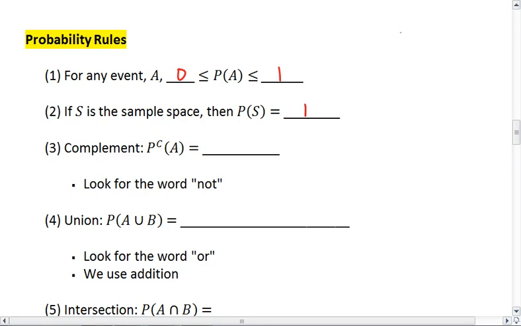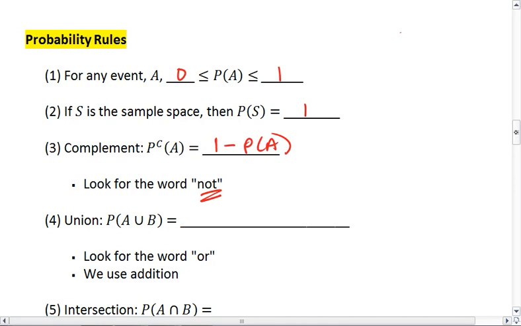Complement. If you want to find the probability of an event not occurring, then you take the number 1 minus the probability of the event. So if the probability of A occurring is 1/3, then the probability of A not occurring is 2/3. You do want to look for that word not. Sometimes that word won't be there, but if you see the word not, it's a flashing neon light telling you you're looking at a complement.